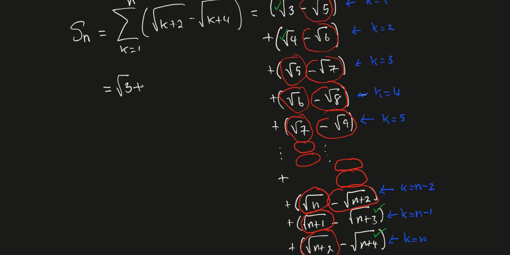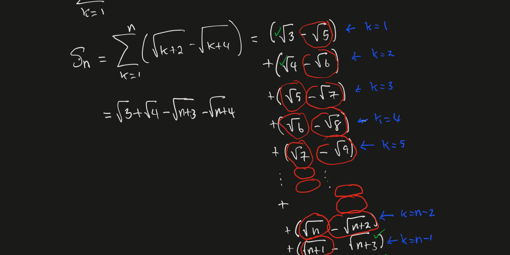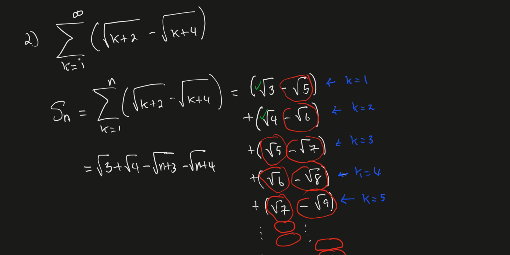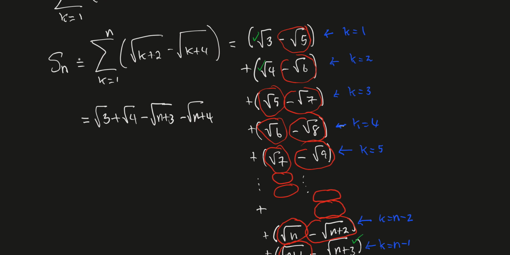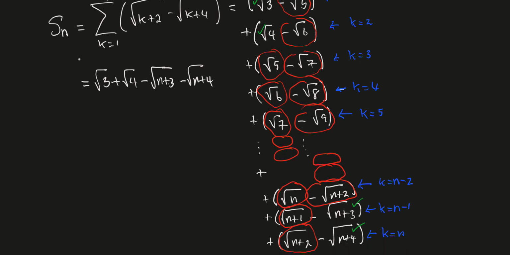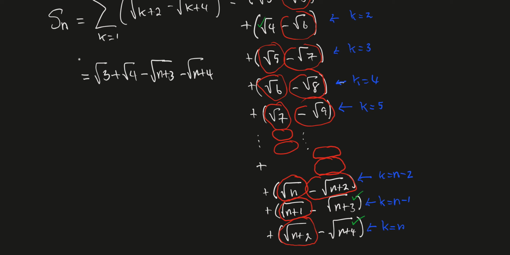Root 3 plus root 4 minus root n plus 3 minus root n plus 4. Right? And that's the formula for s sub n for our original series. It does telescope, but here we have to write out a few more terms to see that telescopic pattern.